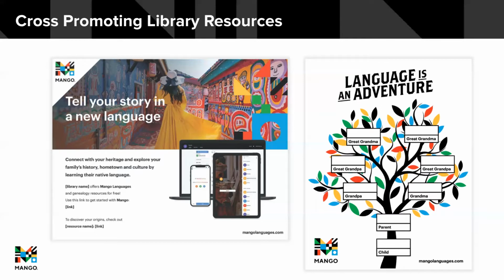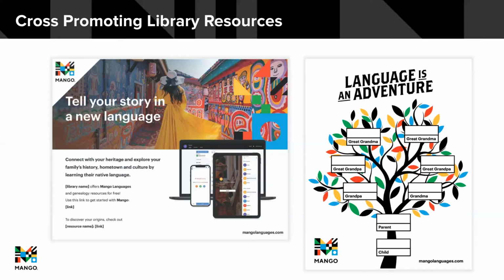The family tree flyer is printable, and it's also fillable. So you have the option to print physical copies and have them available at your library, or you can also share it as an attachment if you're having a Zoom library program. We also created a Mango and genealogy flyer to help you promote both resources. This flyer can be customized, so you can add your library name and your specific Mango link. And then you can also add your genealogy resource name and the link of your genealogy resource, so your patrons know how to get started.